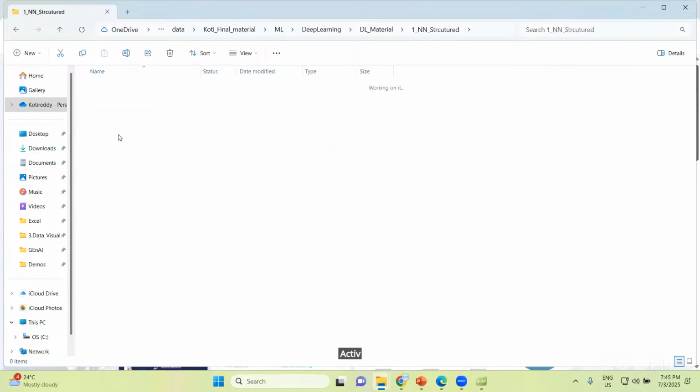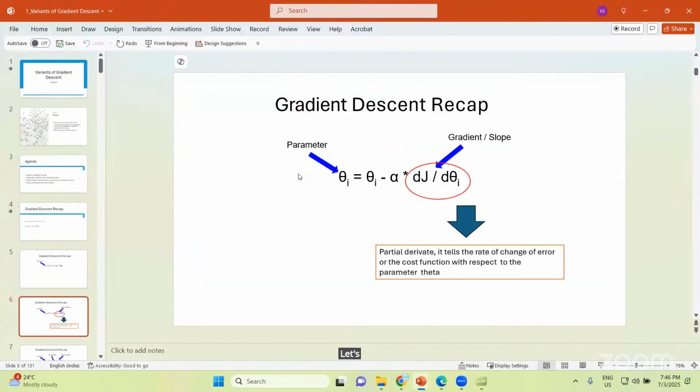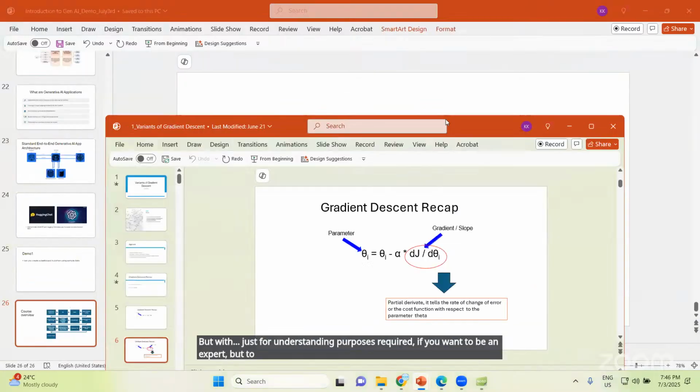Activation functions, optimizers. This is where you use the gradient descent and all. These are the functions you need to know in depth if you want to be an expert. But just for understanding purposes, it is required. To understand the level of work we are doing in the real world, it is not much needed.